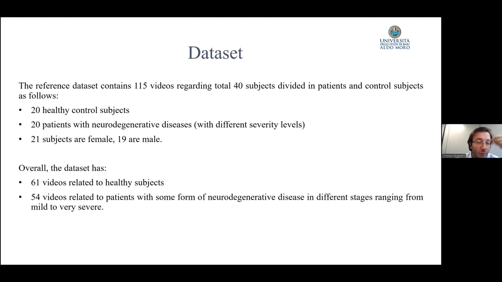So after gathering and applying this model, we first collected a dataset containing 115 videos of 40 subjects divided into patients and healthy control subjects: 20 healthy people and 20 patients with different neurodegenerative diseases and different severity levels. 21 subjects were female and 19 were male. So in the end, 61 videos of healthy subjects and 54 videos of patients.